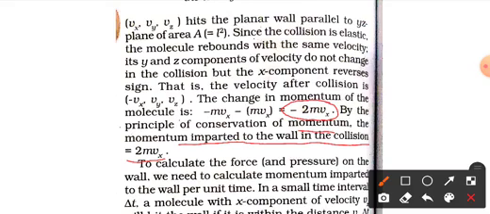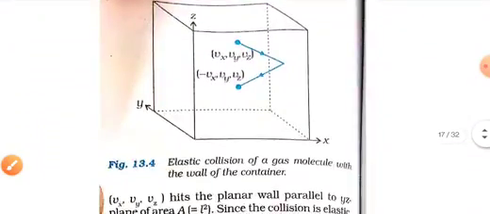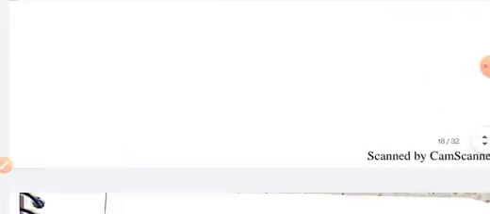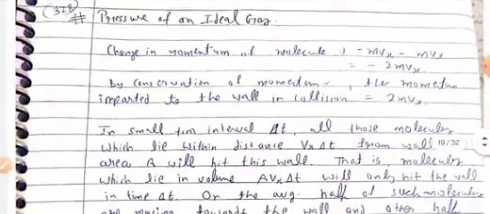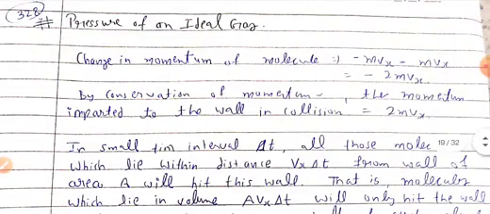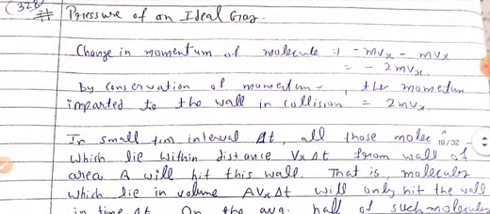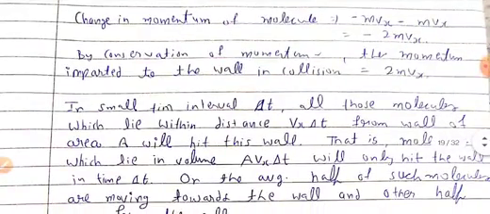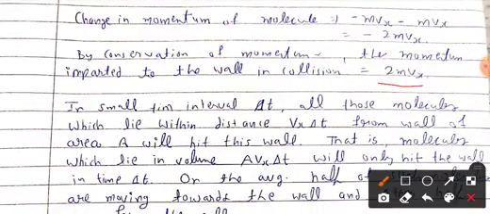For one gas molecule we are discussing this. Okay, so this is the change in momentum for the gas molecule, so that means this much momentum will be transferred to the wall. Correct? Now I have derived this in simpler language. For the derivation you can take this. The change in momentum of the molecule is minus 2mVx, and by conservation of momentum, the momentum imparted to the wall in the collision will be positive 2mVx.